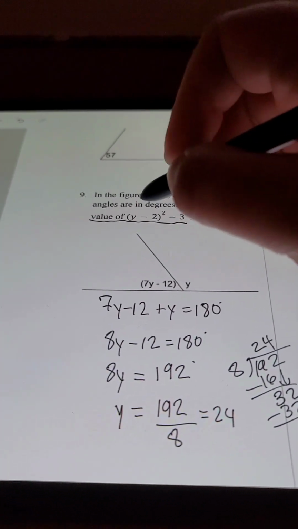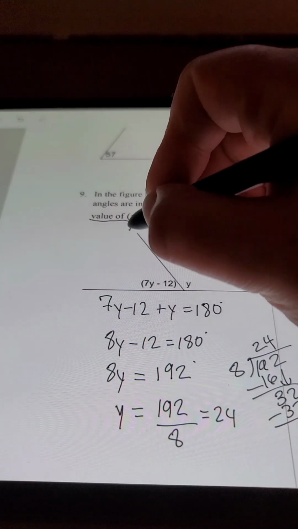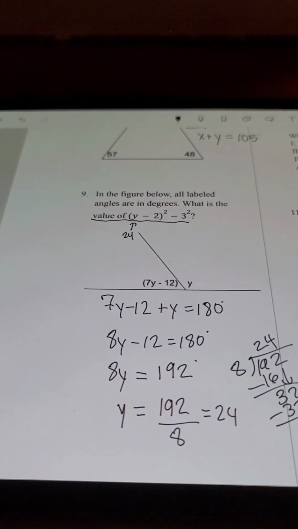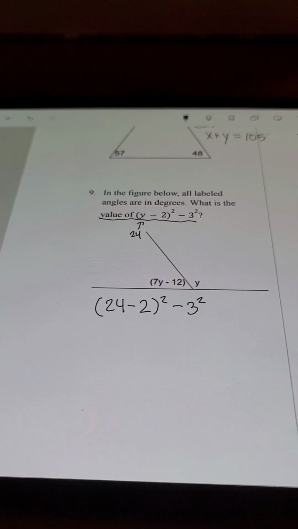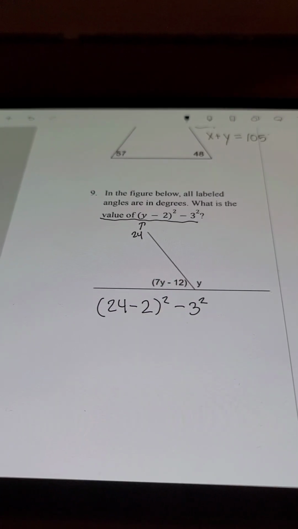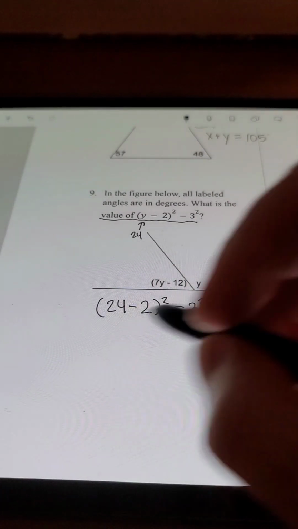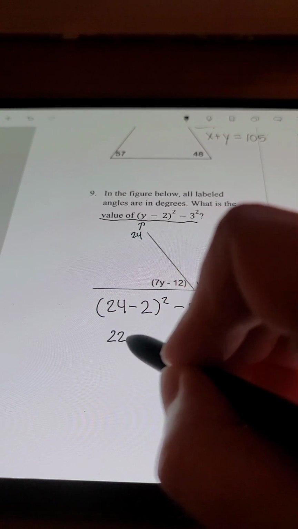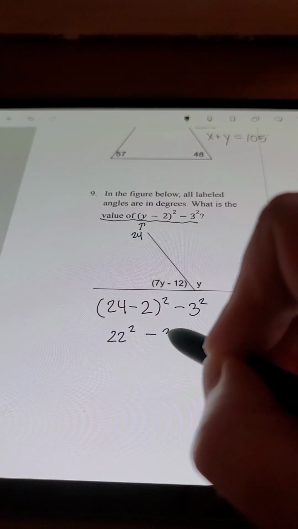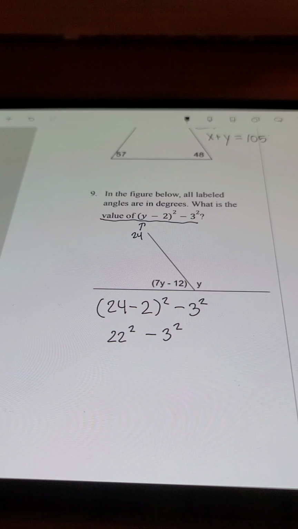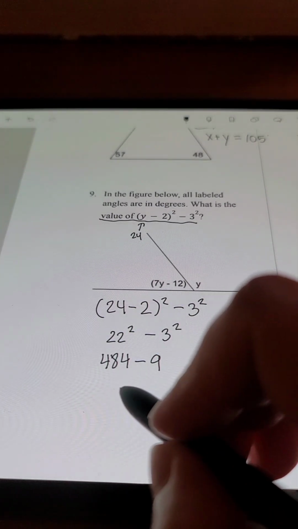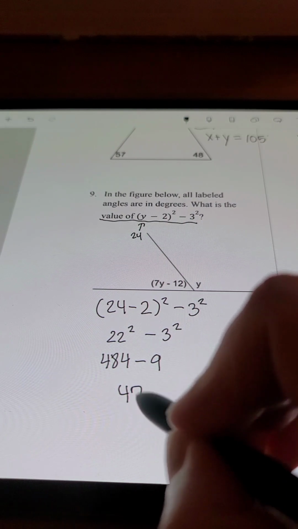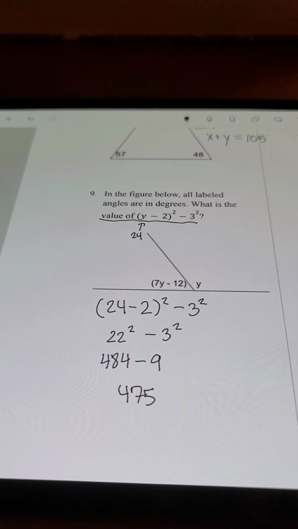So now I'm just going to plug in 24 for y right there, now that I've figured that out. It looks like this when all I did was plug in 24 where the y is. So now 24 minus 2, that's going to be 22. So I have 22 squared minus 3 squared. Let's figure out what that is. That's going to be 484 minus 9. And then when we subtract that, we get 475 as our answer.